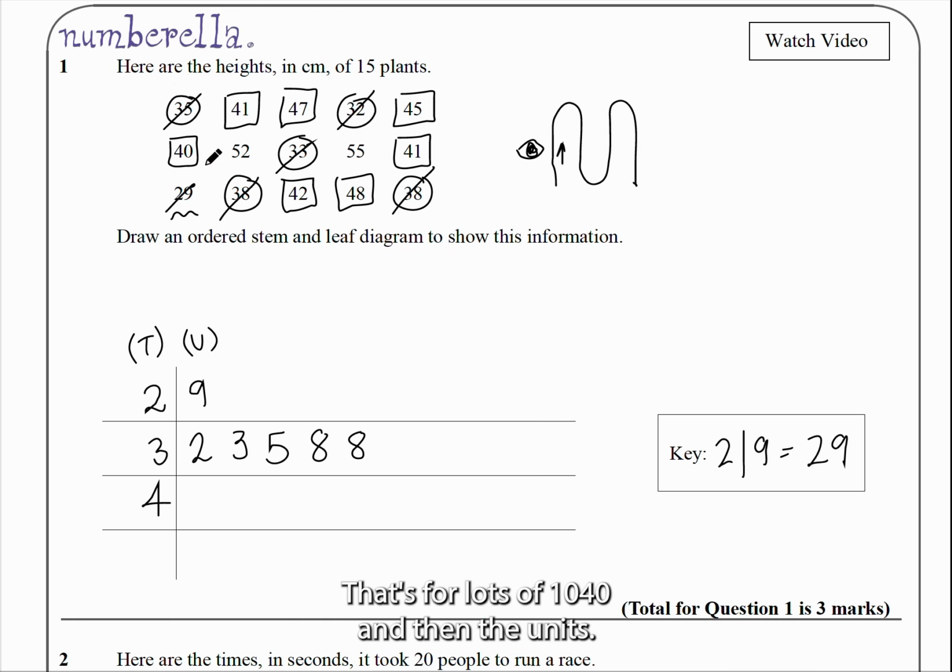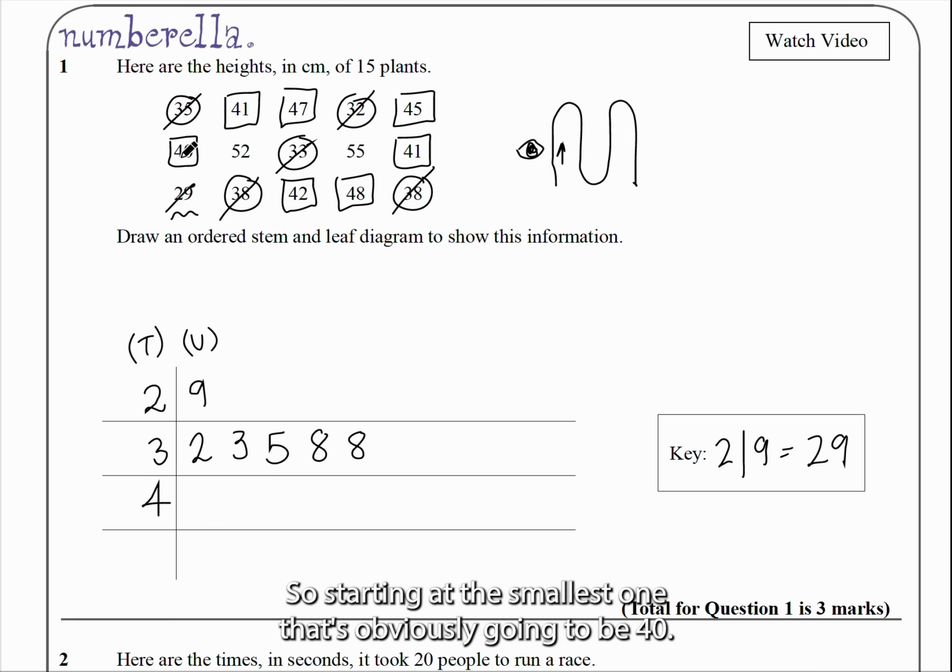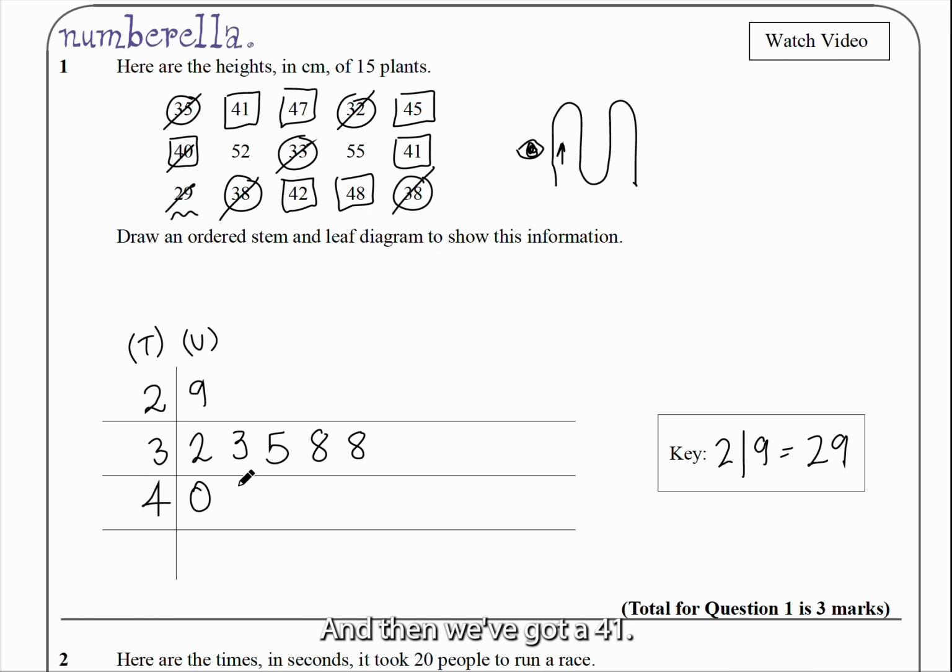Now, I write my 4 here for the 40. That's 4 lots of 10, 40. And then the units. So starting at the smallest one, that's obviously going to be 40. And then we've got a 41, and then we've got another 41. And then we've got a 42, and then a 45, and then a 47, and then a 48.